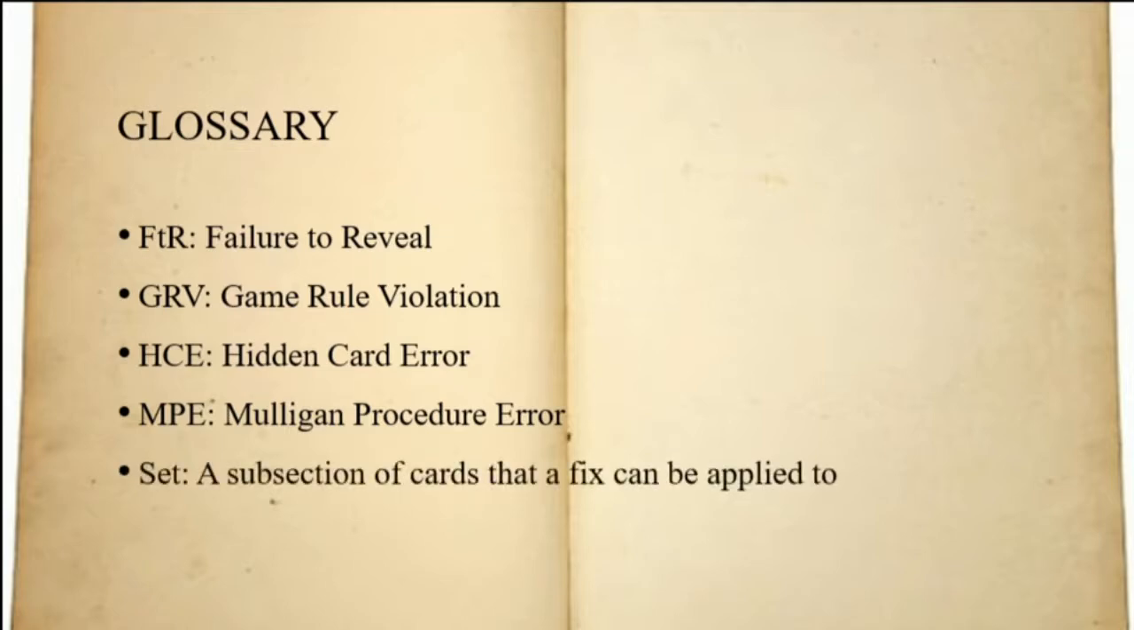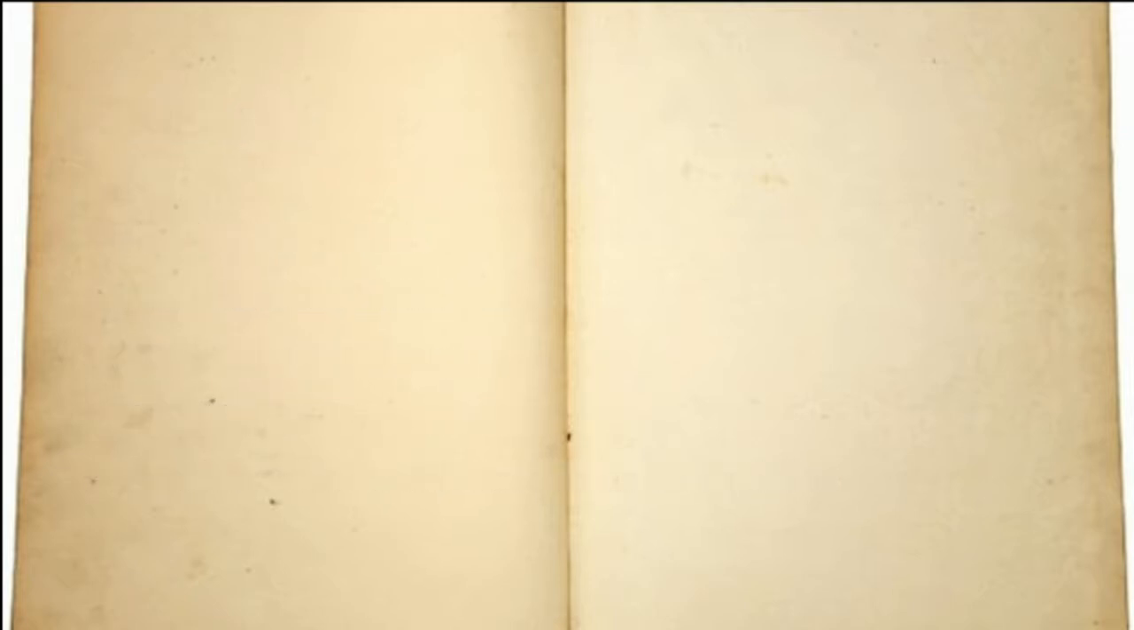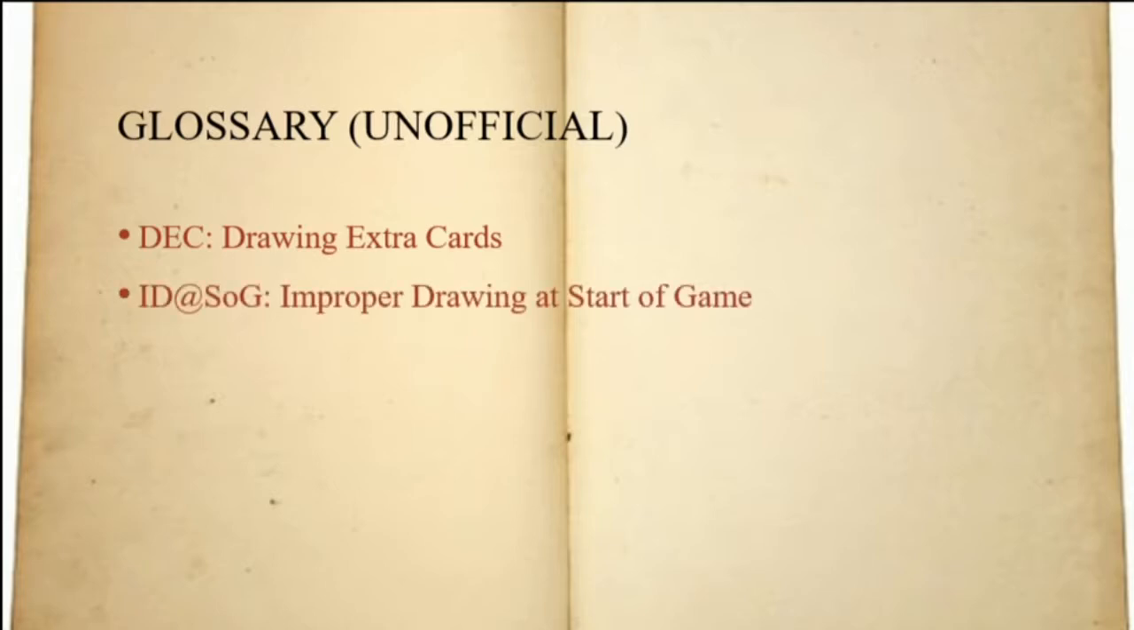You'll oftentimes see the word set. A set is a subsection of cards that a fix can be applied to. So when it says to work on the lowest set possible, you figure out what the lowest subsection is that you need to apply the fix to. Because it's going over history, we're going to have some unofficial and outdated terms. DEC is drawing extra cards. That is a penalty that used to exist that no longer does. Improper drawing at start of game, or ID at SOG.